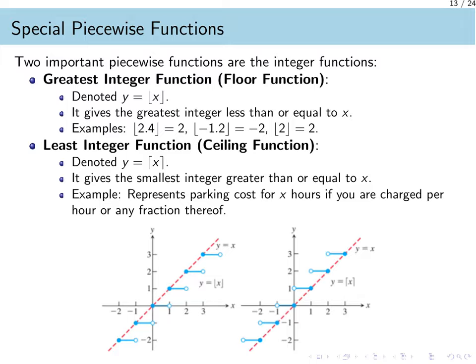The second function is the least integer function, or ceiling function, written as y equals the ceiling of x. This function does the opposite, providing the smallest integer that is greater than or equal to its input. You can think of a parking garage that charges for a full hour, even if you only stay for a fraction of it. In summary, the floor function always rounds the input down, while the ceiling function always rounds the input up.